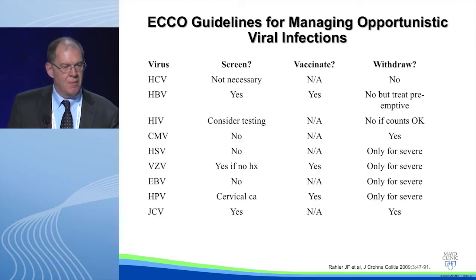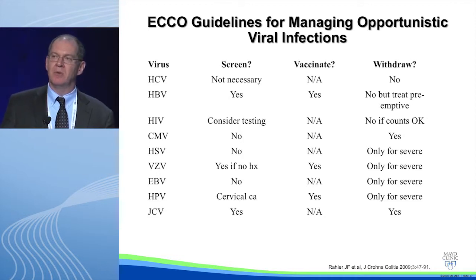If you haven't had a chance to look at this article, it's an ECCO guideline. It came out 4 years ago. It's a massive document, like 45 pages long, but it contains consensus statements about how to prevent and manage a whole variety of opportunistic infections.